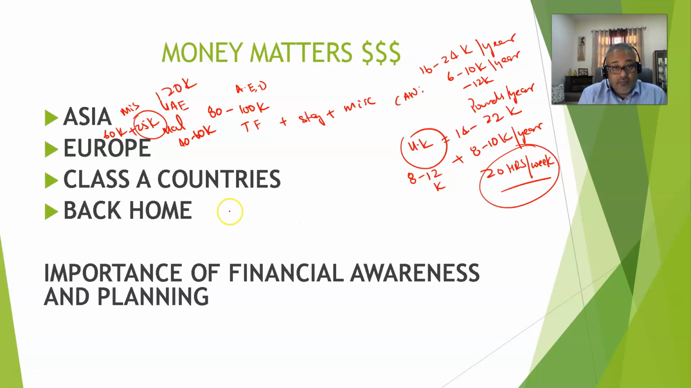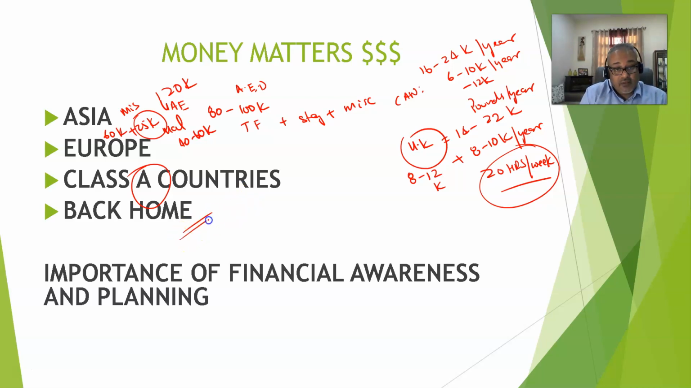Then you also, when I say Class A countries, I'm specifically talking of US, UK, Canada, Australia, New Zealand. These are 5, 6 different Class A countries. They are the most expensive countries usually to be in. So make sure when you do your research, financial planning, as I said, is absolutely essential because you need to discuss this with your parents and you need to get their approval before you continue further into this research.